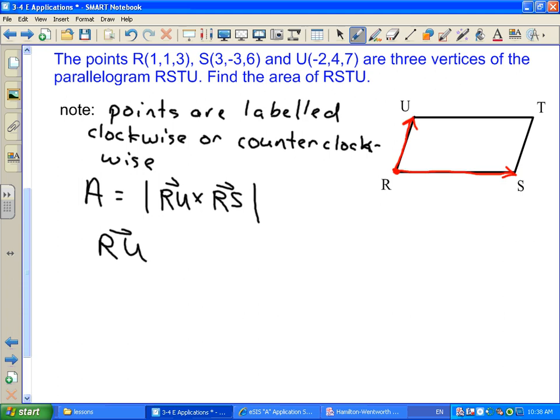How can we figure out what vector RU is? That vector from R to U. We subtract R from U. So I think we want to go the other way around. We want to do our ending point minus our starting point. So if we start at point R and we go to U, we want to do point U minus point R.